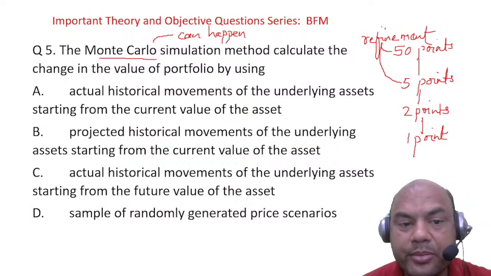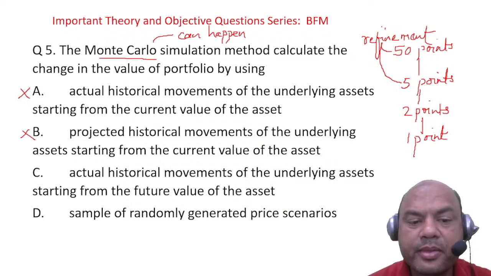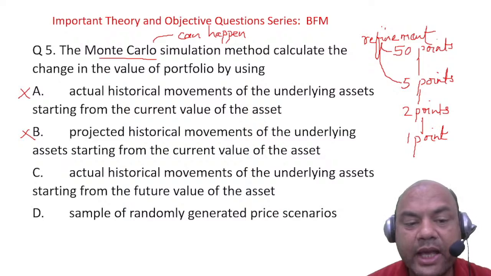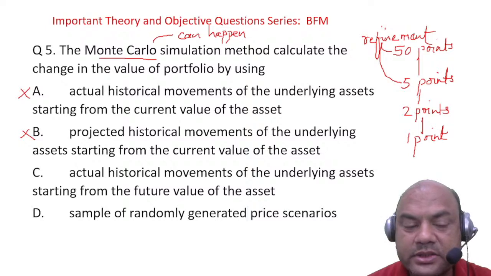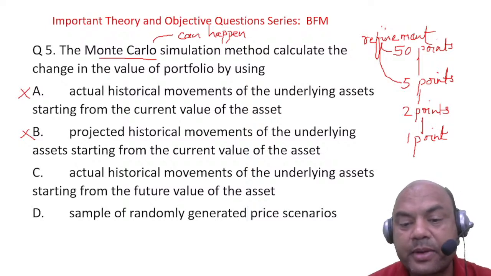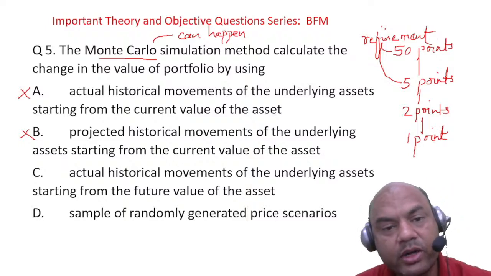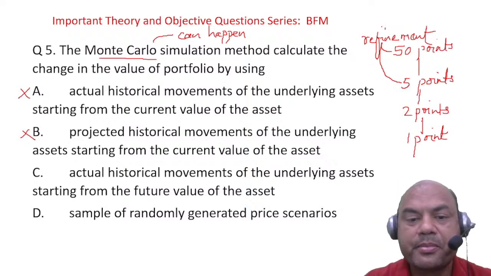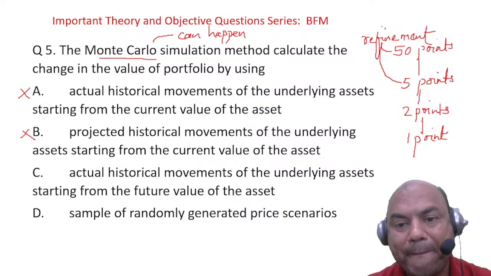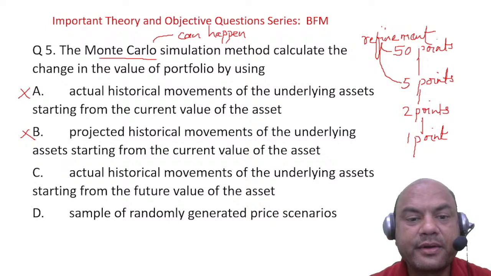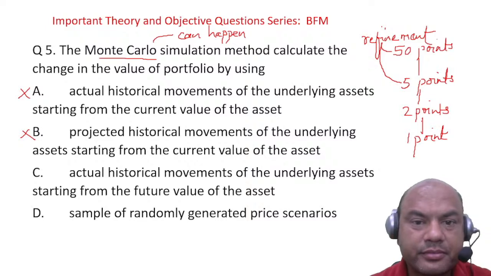Now when I say can happen, then what happens? This history goes off. History is of no use to me. Now the answer can be only this: actual historical movements of the underlying assets starting from the future value of the assets, and sample of randomly generated price scenarios. Now the real fight is between C and D. Think over it. What can be the answer for C and D? Either C or D. Think over it. What do you think?